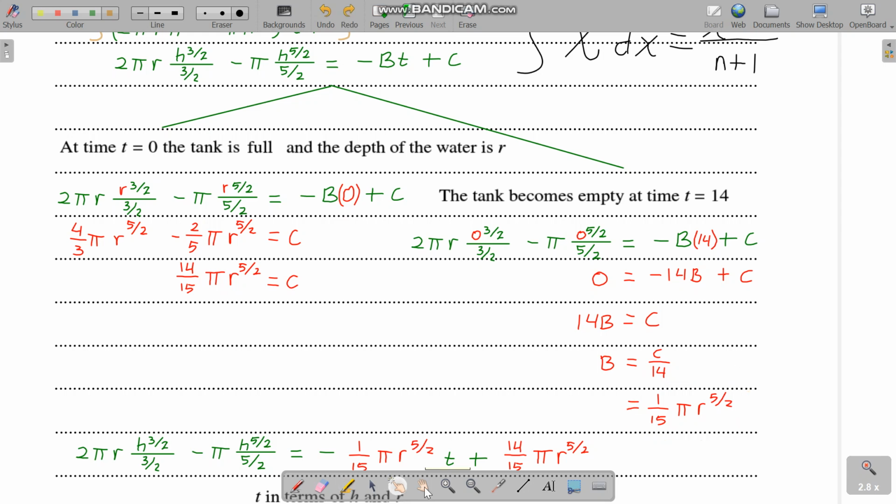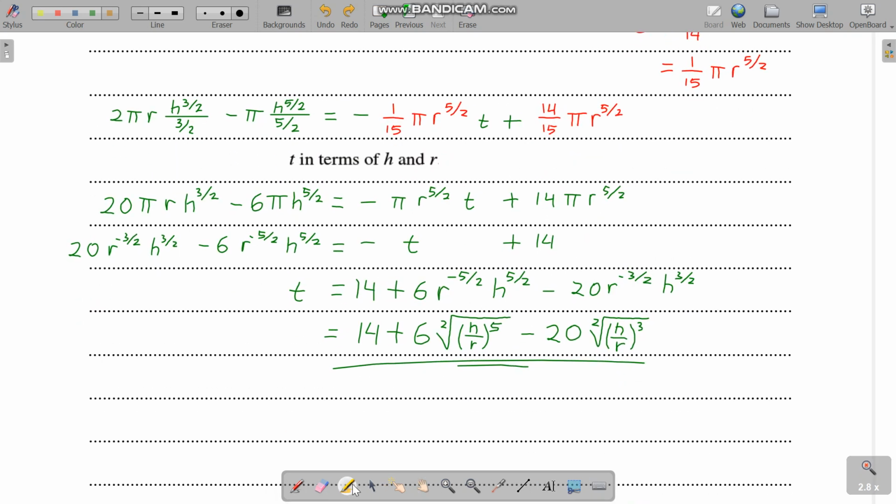Okay, we have the b, we have the c. We replace b and c with what we know. So this is the b, this is the c. We have a particular solution now. But now we need to express t in terms of h, so t equals something basically. We can start by just multiplying both sides of the equation by 15 to get rid of the fractions.